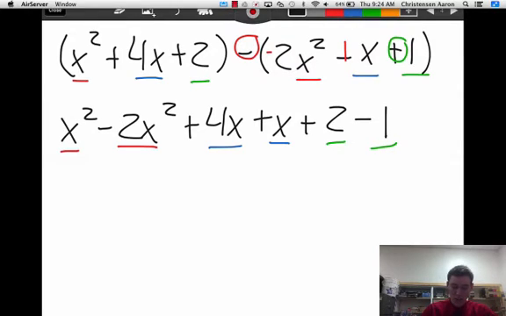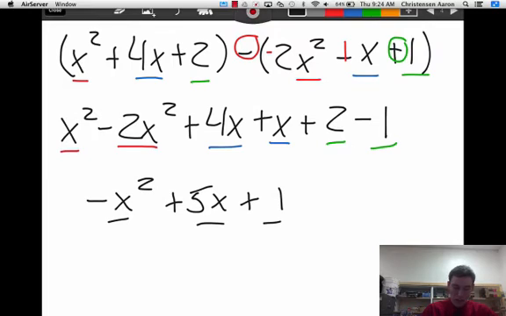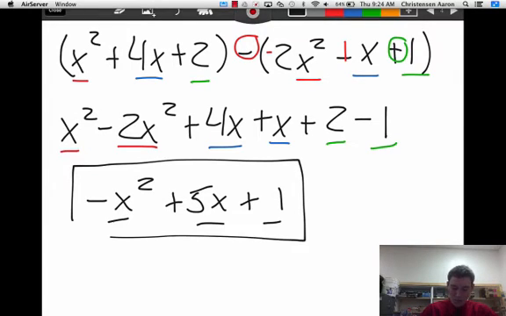So then we just add those. So x squared minus 2x squared gives me a negative x squared. 4x plus x gives me positive 5x, and 2 minus 1 gives me positive 1. I have no more like terms to put together, so this is my final answer. So that's all there really is to this.